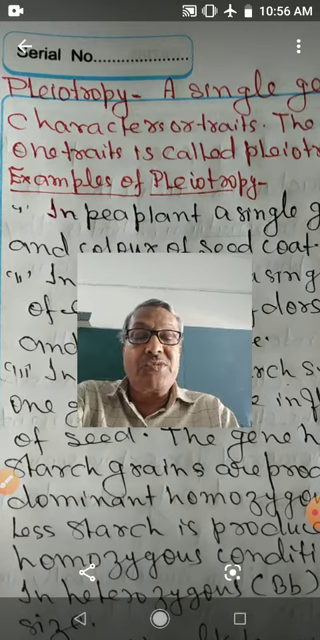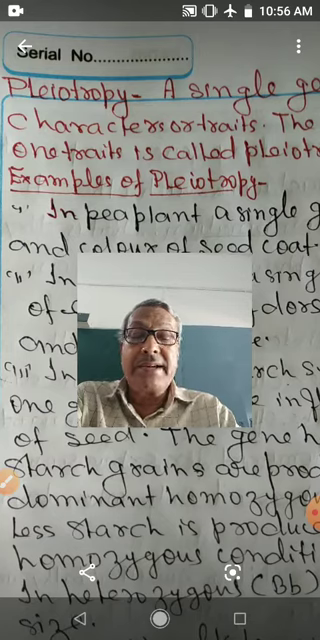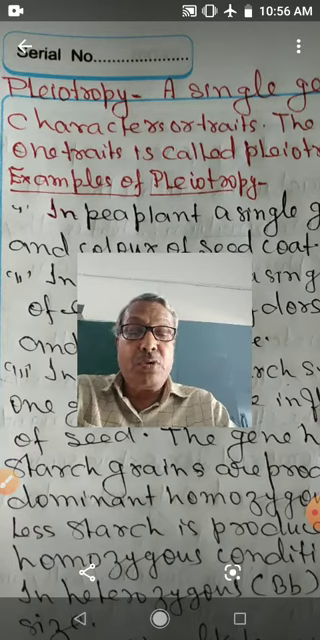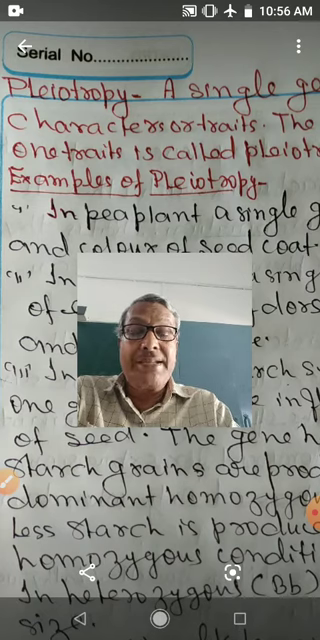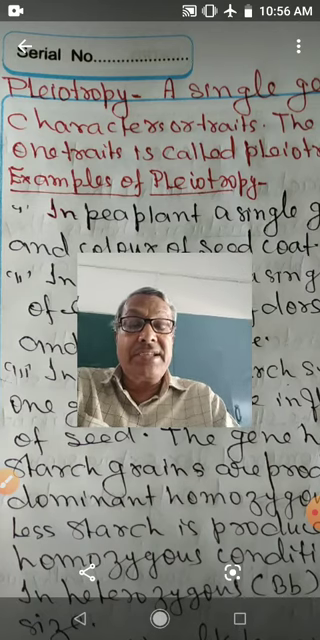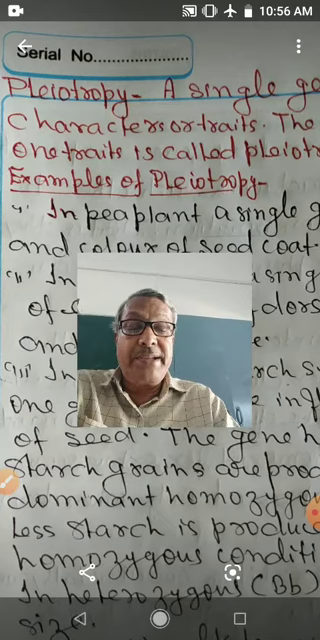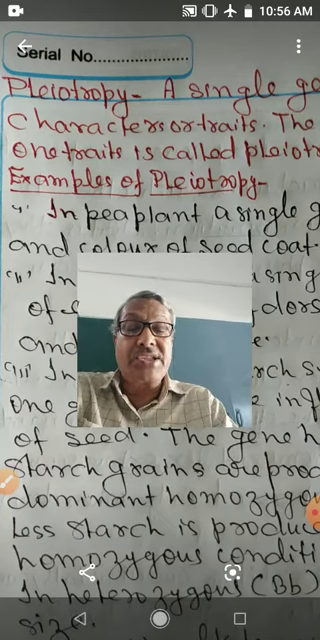And large starch is produced when the genes are in dominant homozygous condition, and small starch grains are produced when the recessive genes are in homozygous condition. Therefore, we can say here a single gene expresses the shape of the seed and the size of the starch grains, size of the seed.